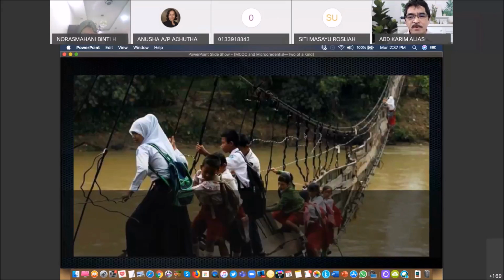All right. If you look at this photo here, what comes to your mind when you look at this photo? You can see here the school children. They are crossing the river through this kind of suspension bridge.